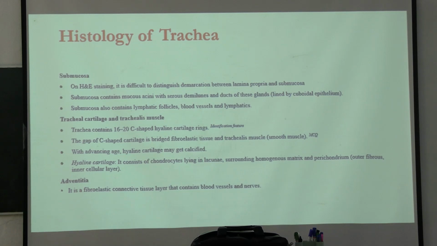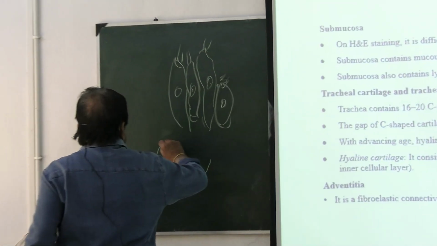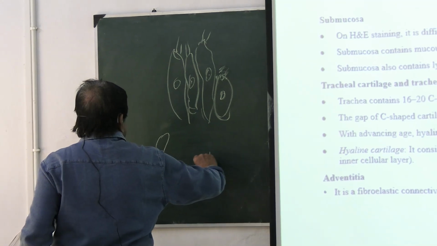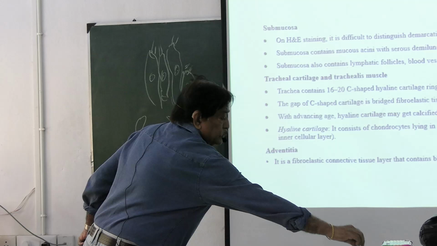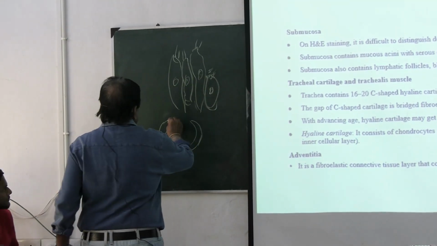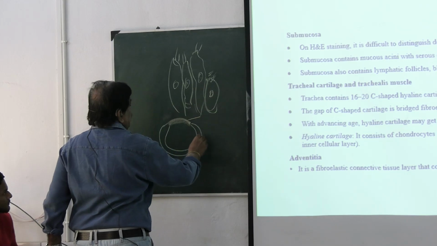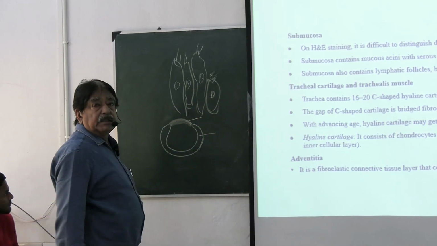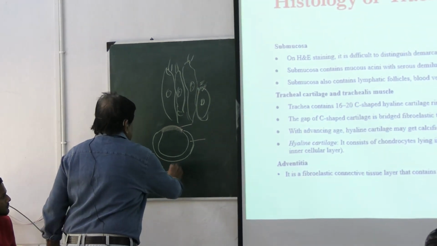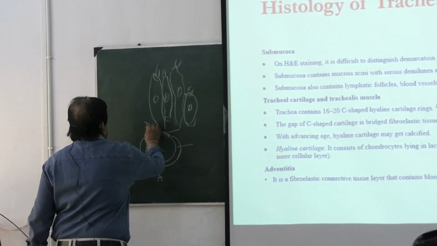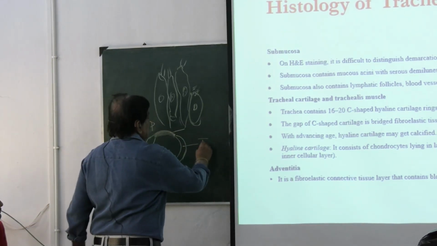Identification features. This is a trachealis muscle and this is the C-shaped cartilage. Okay? This is anterior, this is posterior. These are tracheal rings.